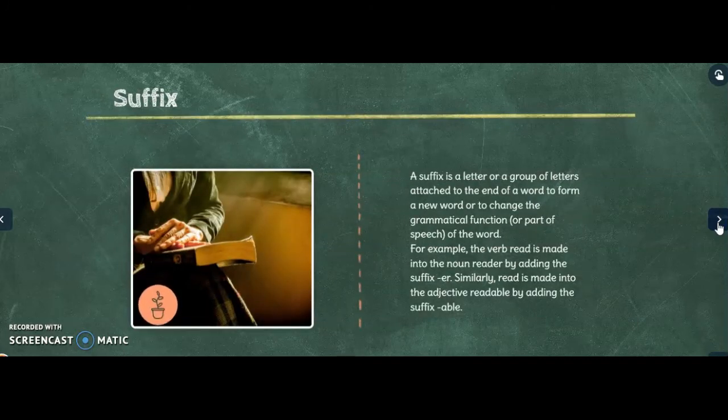Meanwhile, suffix is a letter or a group of letters attached to the end of a word to form a new word or to change the grammatical function or part of speech of the word. For example, the verb read is made into the noun reader by adding the suffix er. Similarly, read is made into the adjective readable by adding the suffix able.